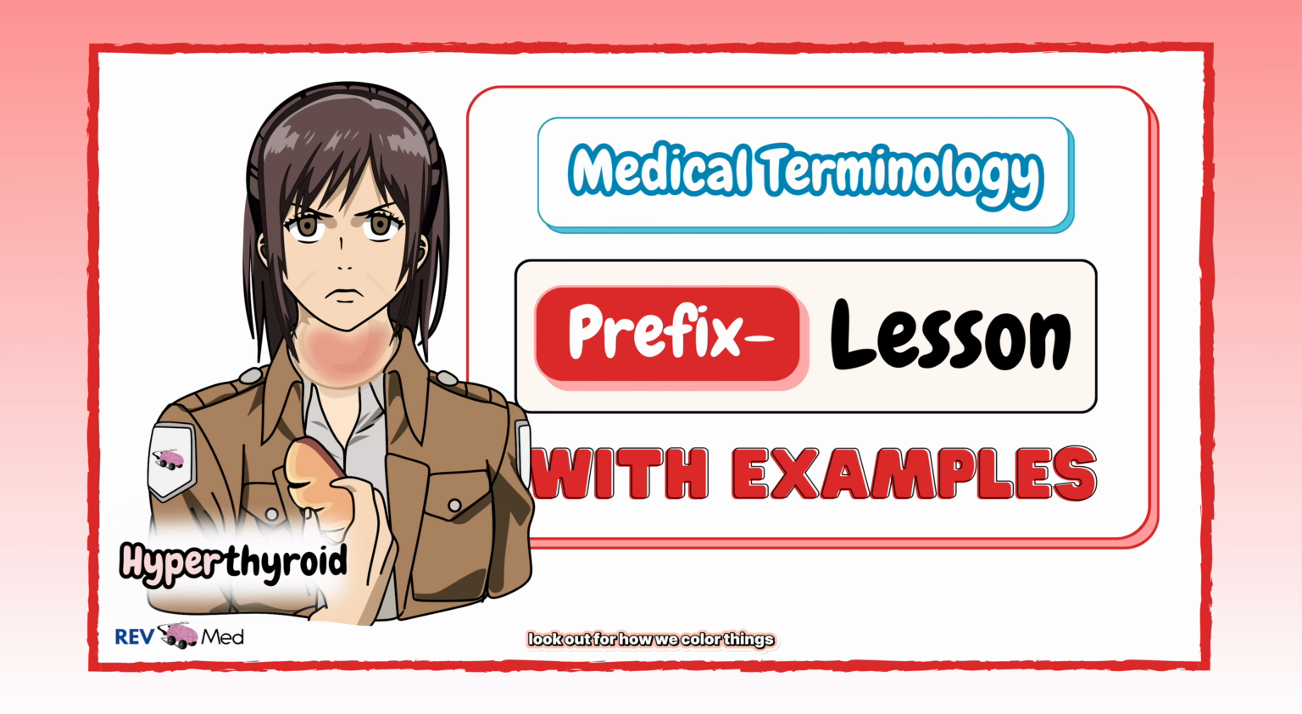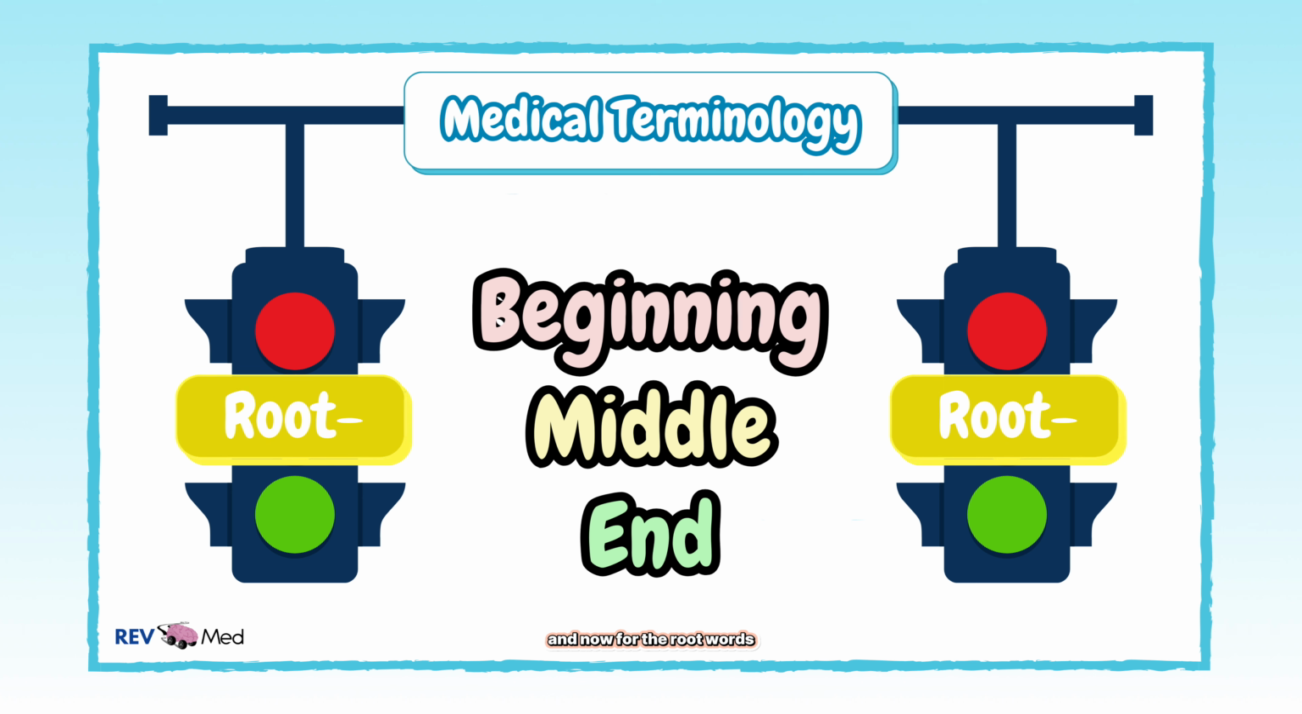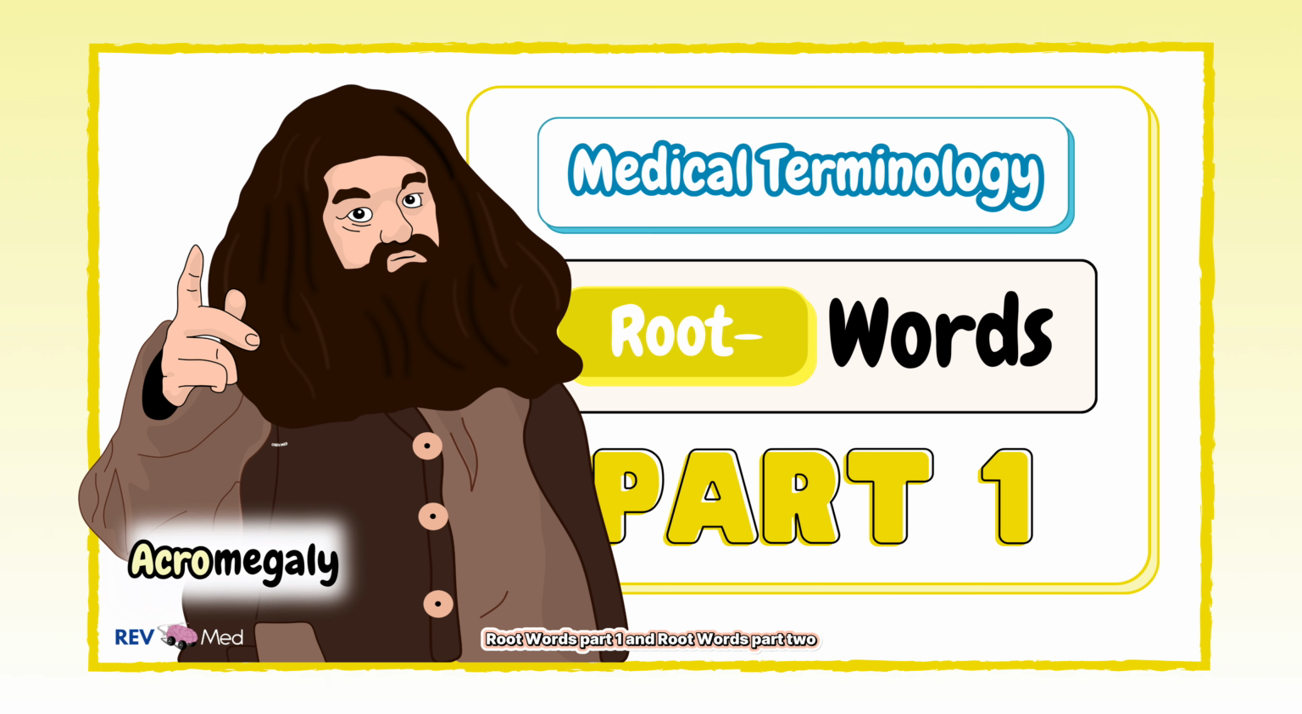Look out for how we color things in the prefix lesson. It was all red for the beginning. And now for the root words, we'll illustrate it in yellow for the middle. We have this lesson broken into 2 videos, root words part 1 and root words part 2.